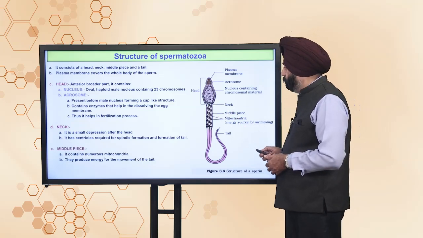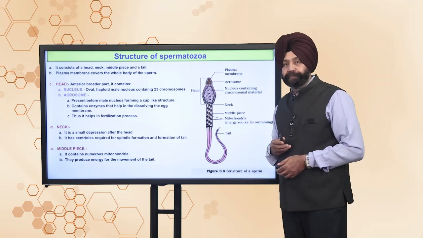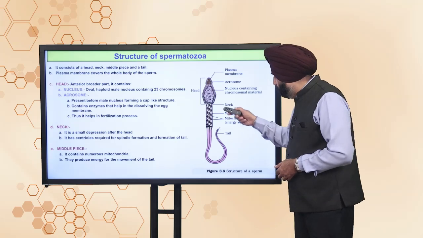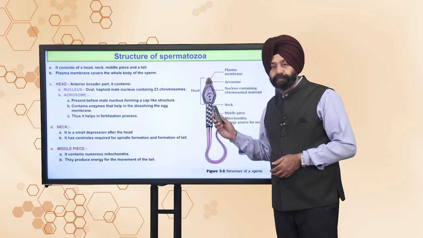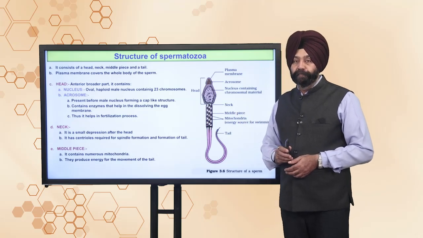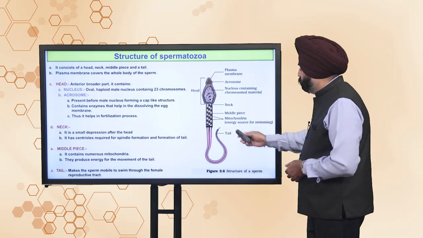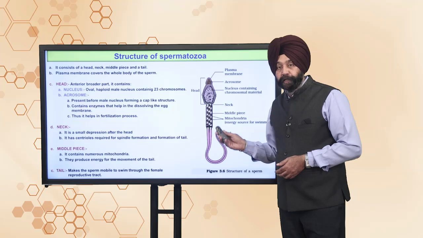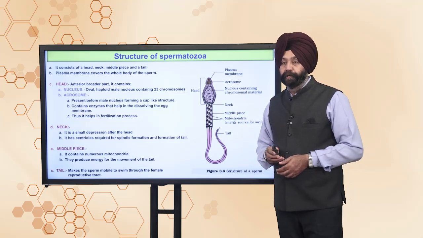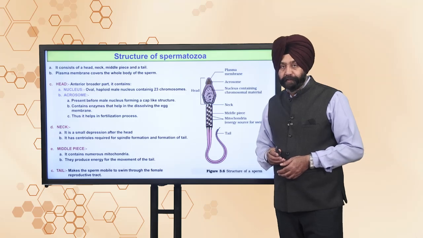We move on to the third section, which is the middle piece. The middle piece contains numerous mitochondria that you can see here. These mitochondria provide energy for the movement of the tail. And the last part is the tail. Tail enables the sperm to swim during the process of insemination in the female reproductive tract.